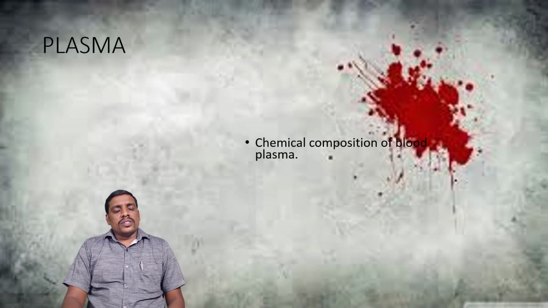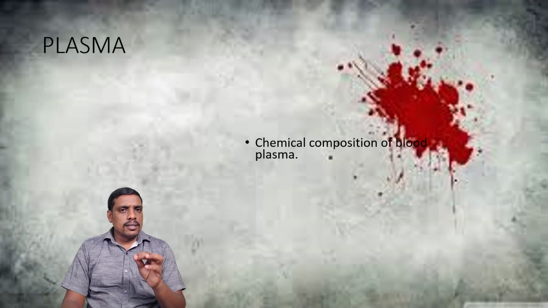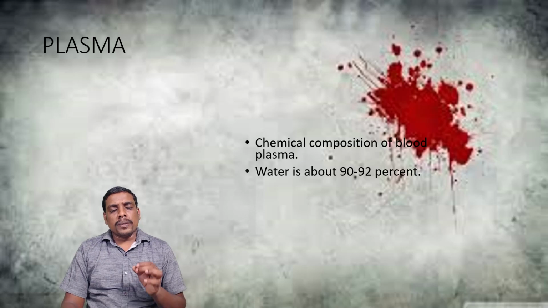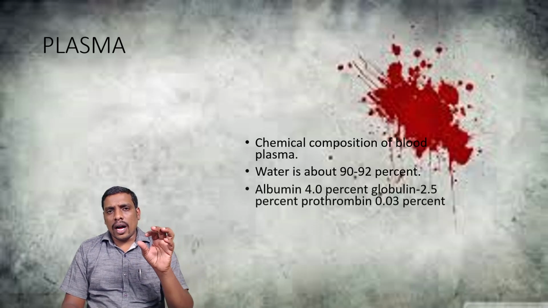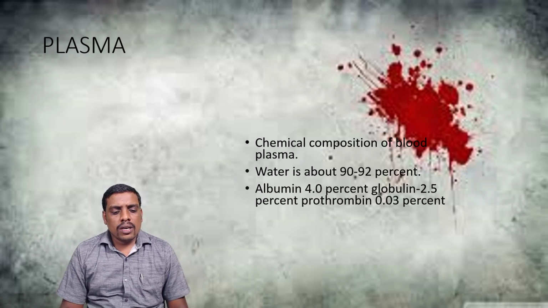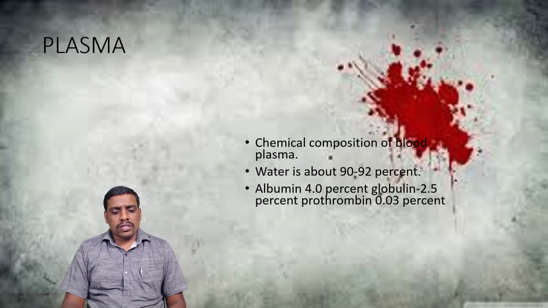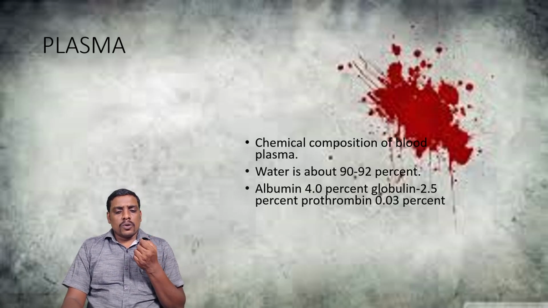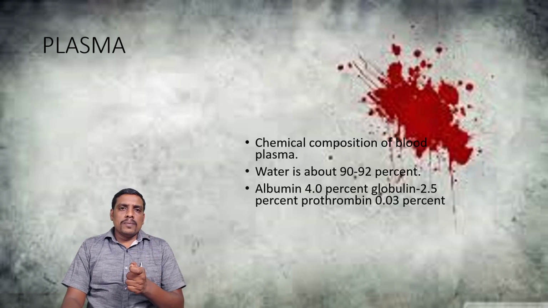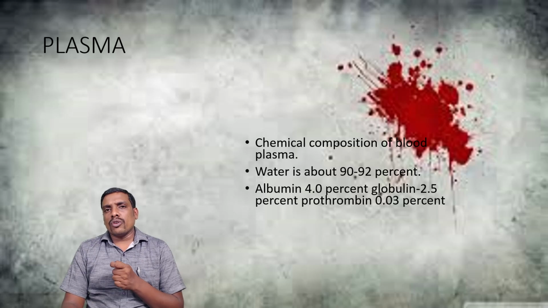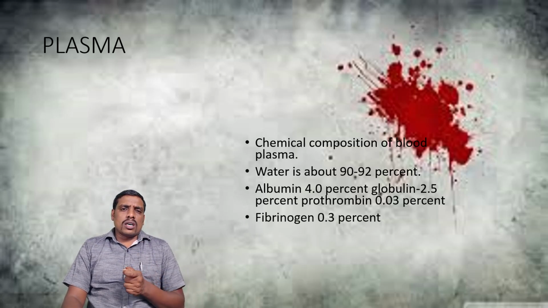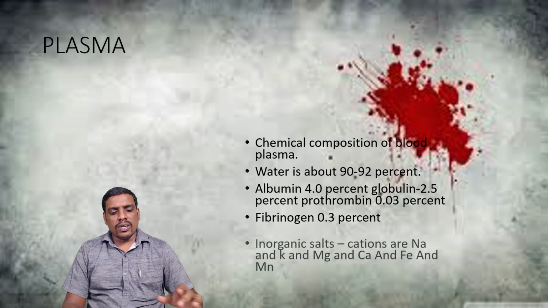Now, let us learn the chemical composition of plasma. Plasma is made up of 90 to 92% water. The highest amount of water is present in the plasma. Albumins are about 4.0%, globulins are 2.5%, all these are proteins as we know very well, and prothrombin is about 0.03%. Now, fibrinogen, its concentration is about 0.3%.